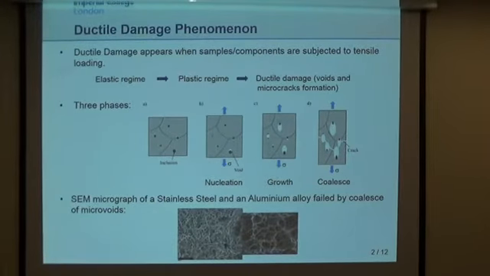This type of damage has three phases. The first phase is called nucleation, and it's when these small voids start to appear near the inclusions within the material. The second phase is growth, when these voids grow in size, and the last one is coalescence, when the voids interact with each other, leading to a macroscopic crack that leads to failure of the component. That is exactly what we can see in these two SEM pictures of two different materials, where we can observe the fracture section and the different voids that have interacted leading to fracture.